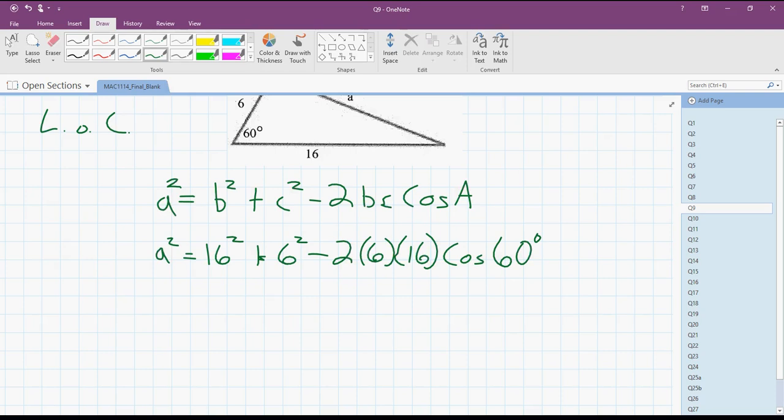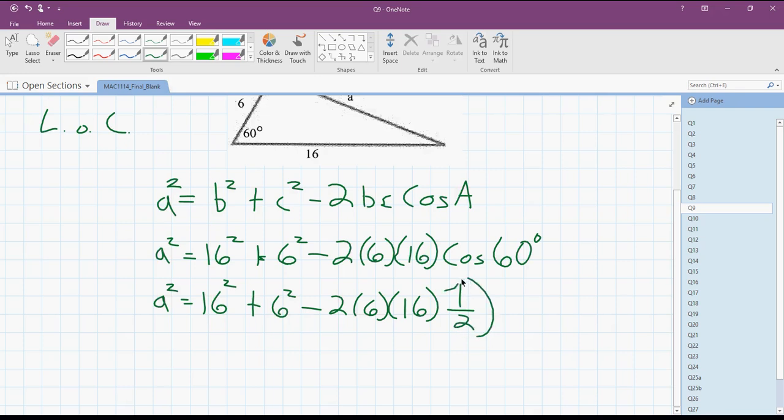But we know what cosine 60 degrees is. What is cosine 60 degrees? Something that you're going to be putting up on the board on your step. 1/2. So all you have to do is go into your calculator and square this number, add it with the square of the next number, and subtract 2 times 16 times 6 times 1/2.